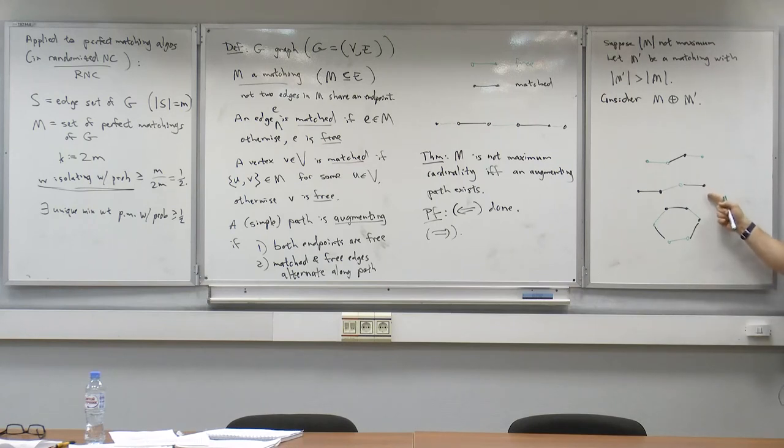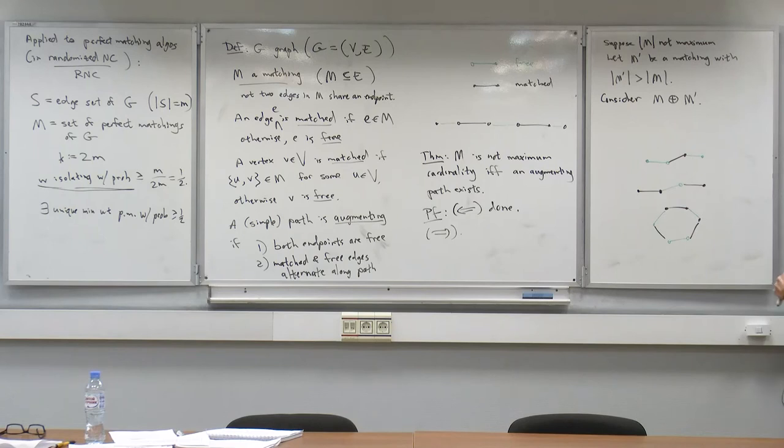This one has more black edges than green edges. This one has more green edges than black edges. And balanced paths have the same number. So you've got to have one that has more green edges than black edges, and that'll be an augmenting path. Okay. So you just keep going until you can't alternate anymore, and those are the maximal paths. All right. Shall I write that down?